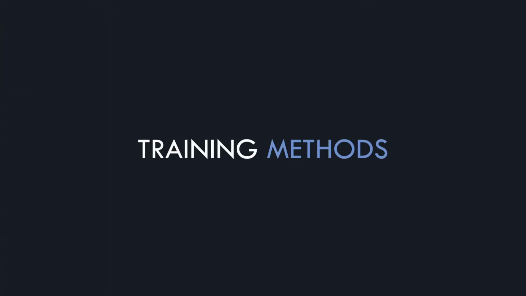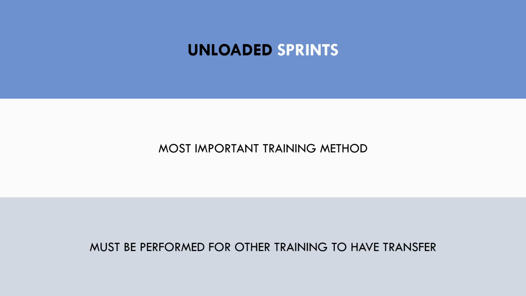Now we can explore how to train to improve acceleration performance. There are 5 primary training methods that athletes can use to improve acceleration performance. The first method is unloaded sprint training. This is obviously the most specific form of training and is the most important method. Athletes must perform unloaded sprints for any other training methods to have positive transfer to acceleration performance.